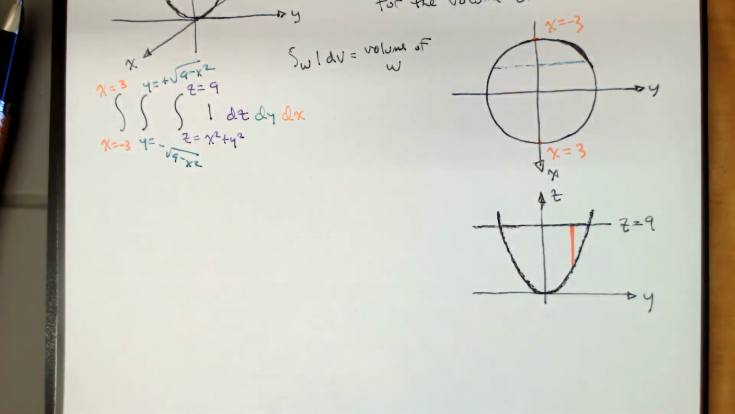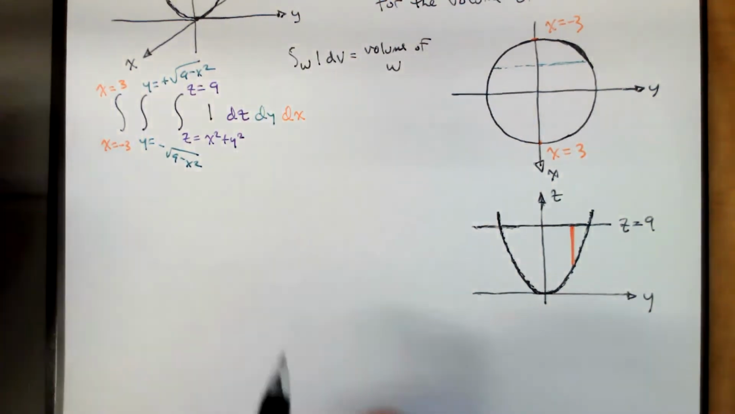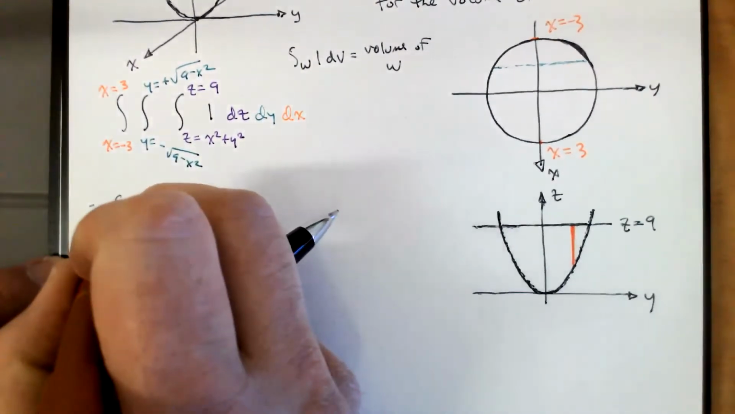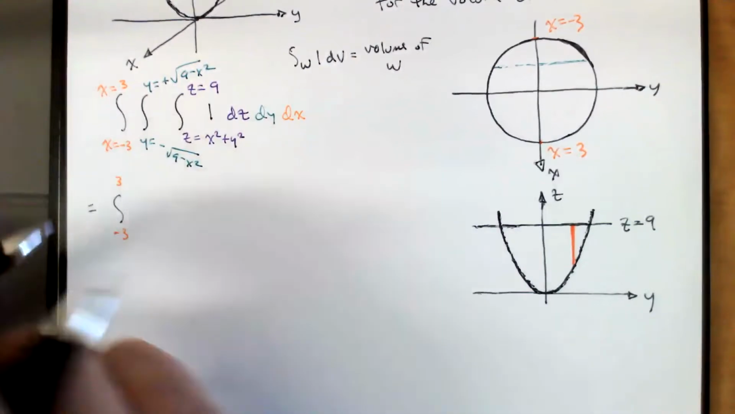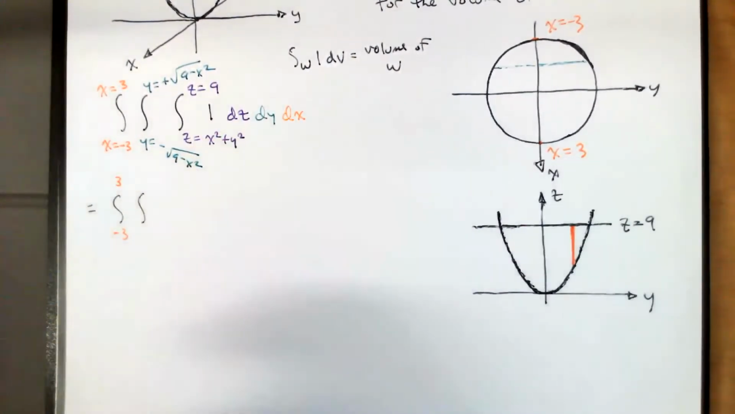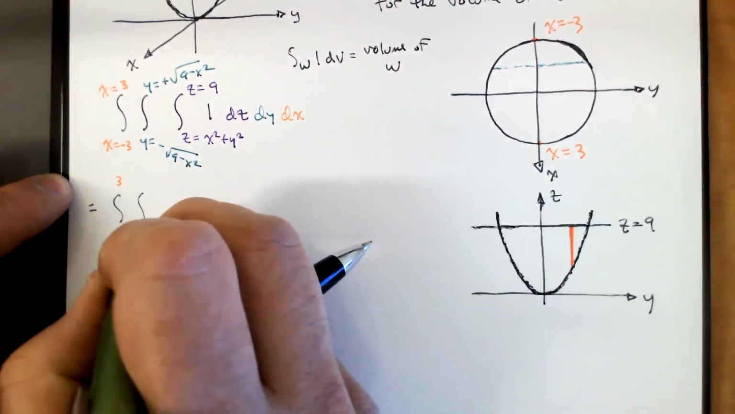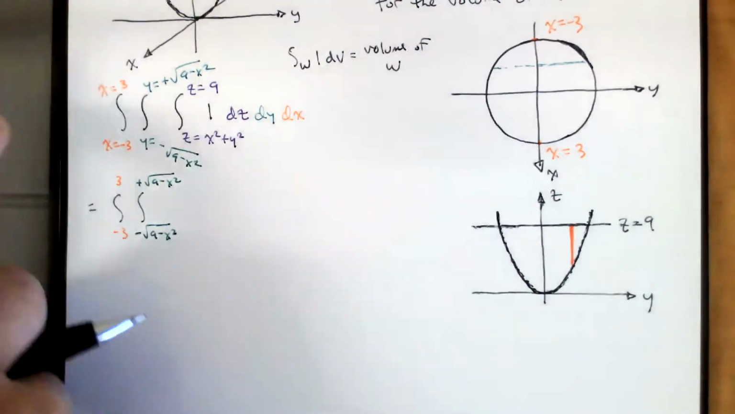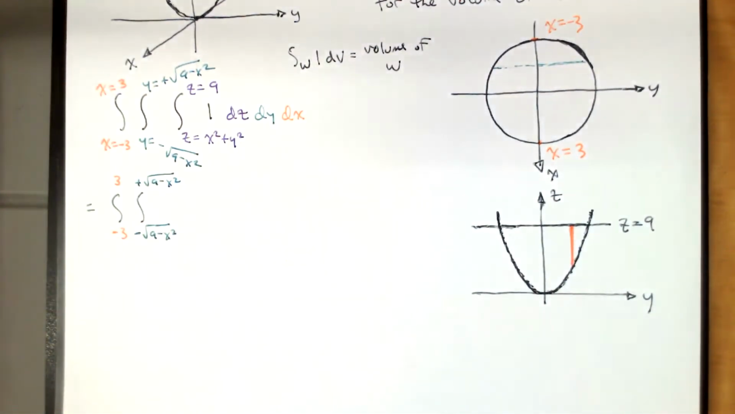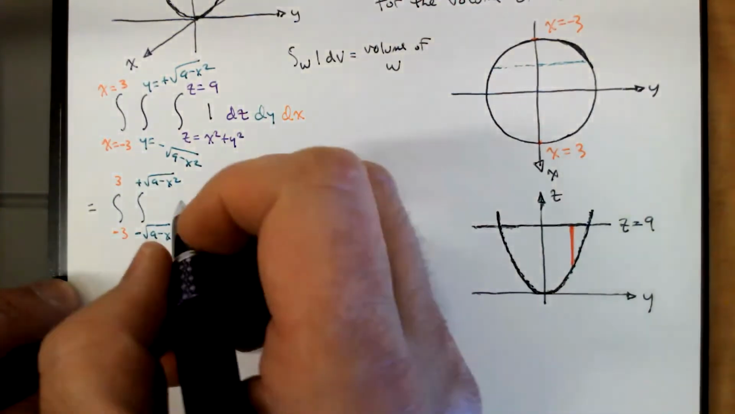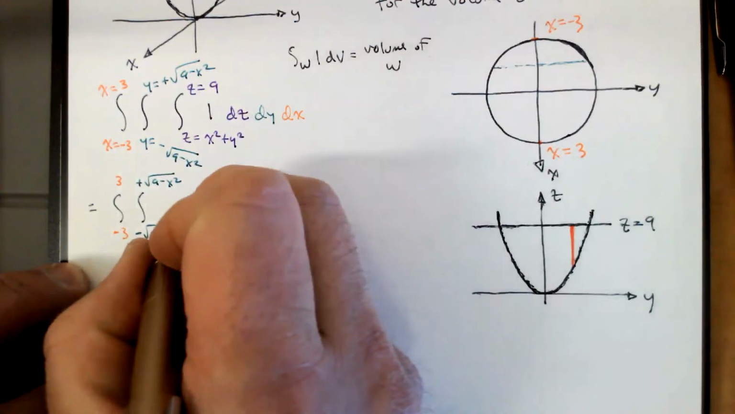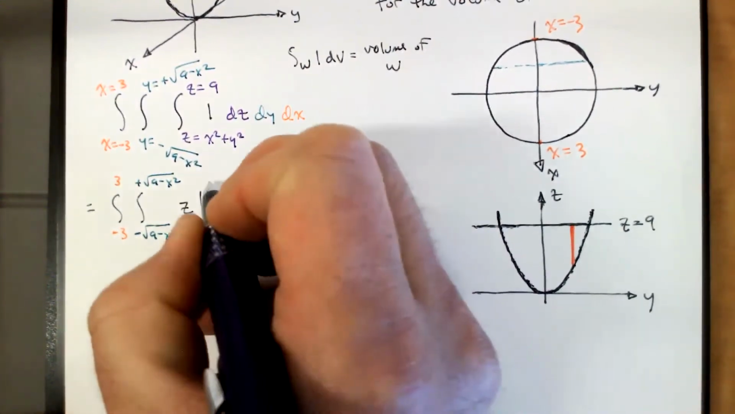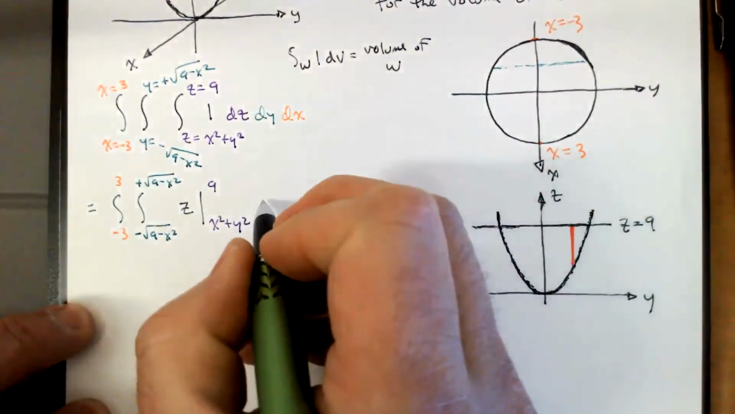Let's run the first integral in our triple integral. So our first integral is to integrate dz. We still have x going from negative 3 to 3. We still have y going from negative square root of 9 minus x squared to positive square root of 9 minus x squared. But then when we integrate dz, the integral of one is going to be z evaluated from x squared plus y squared up to 9. This is still in dy dx.